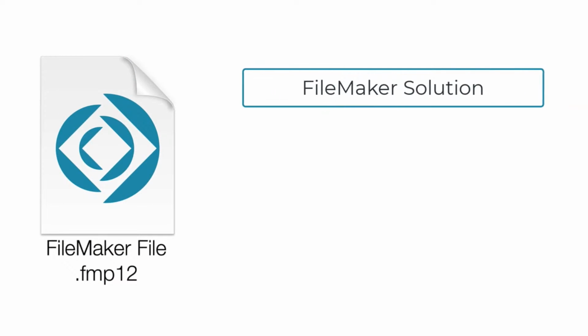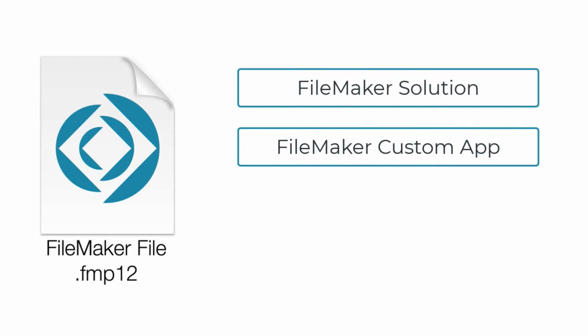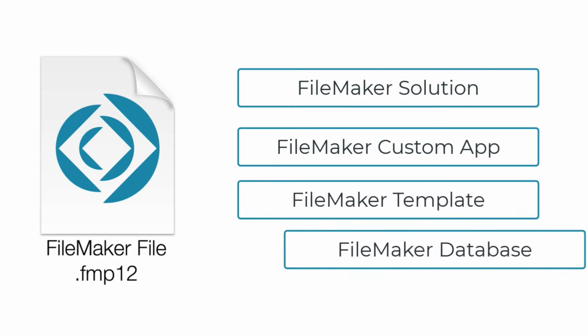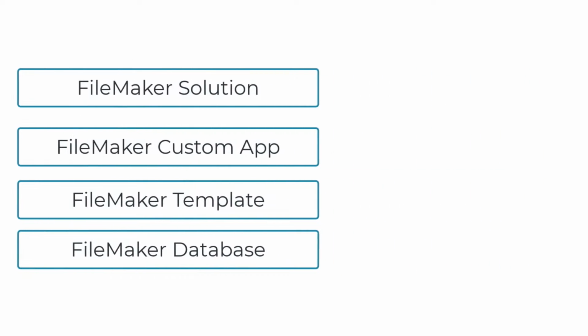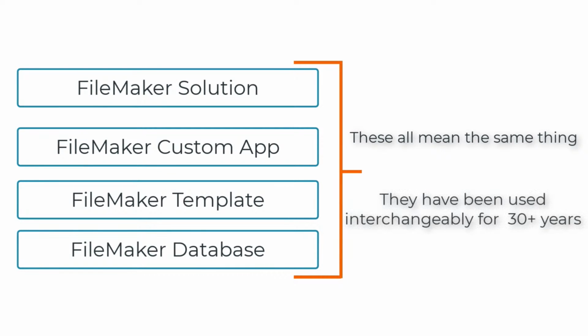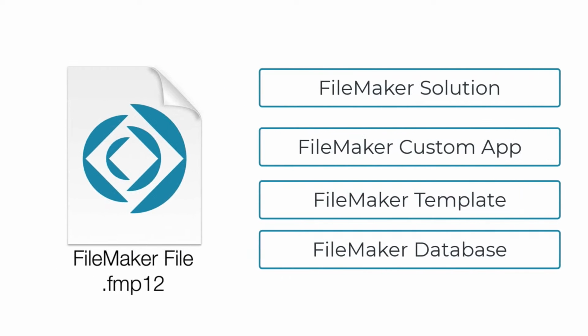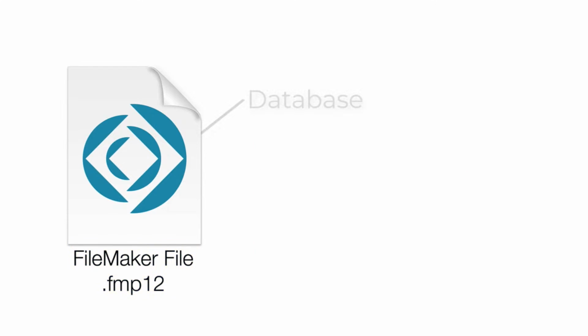So first off, as a reminder, the most common term we're going to hear when talking about a FileMaker solution is that it might be a solution, or it might be a FileMaker custom application, or it might be a FileMaker template, or you might hear the words FileMaker Database. Now, all these things essentially mean the same thing, and these terms have been used interchangeably over the last 30 plus years. What's important to understand is that you might have a solution with one or more FileMaker files, and those are FMP12 files. Those files together would be collectively known as your solution or your custom app, template, database, etc.